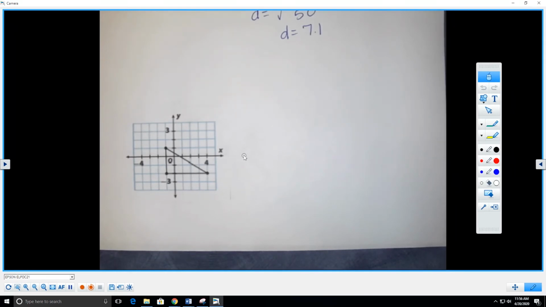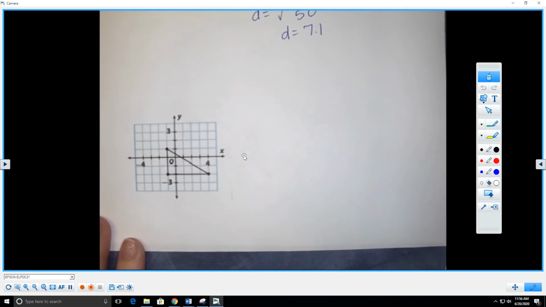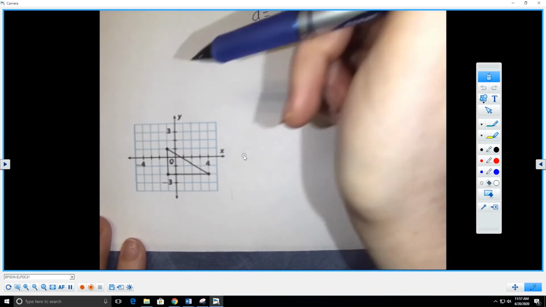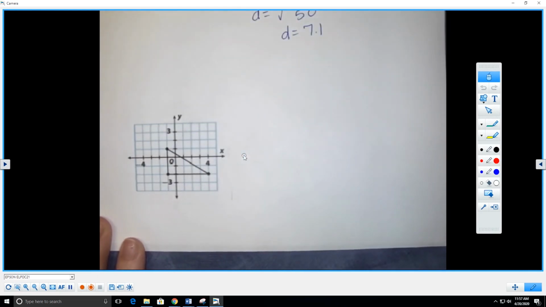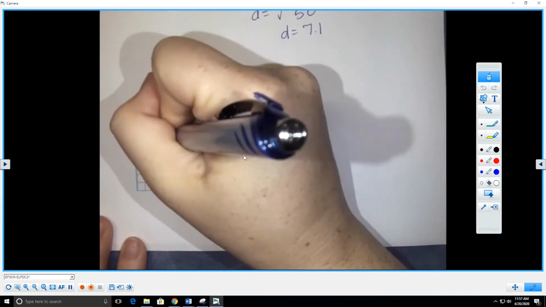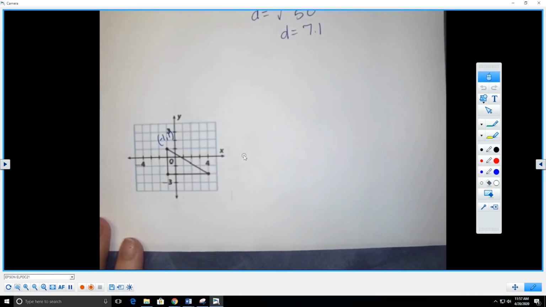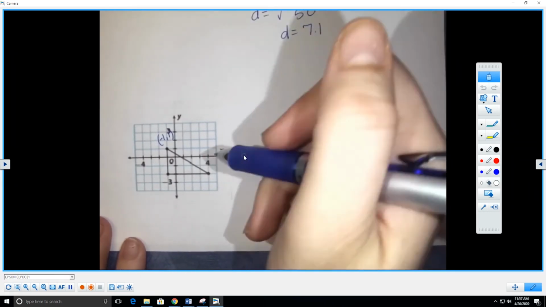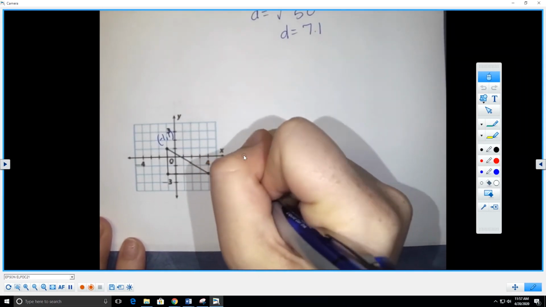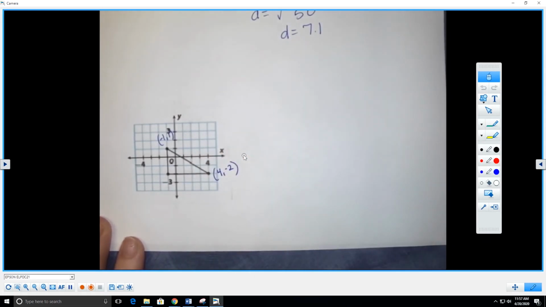Okay, did you see the endpoints of the hypotenuse? Great. Now, if we read this graph correctly, this first endpoint right here is at -1, 1. So -1, 1. Okay. And our second endpoint here is at 4, -2.